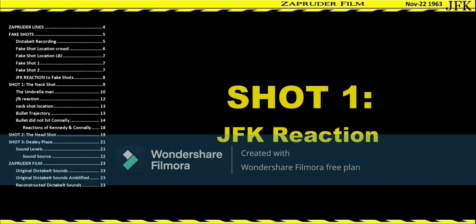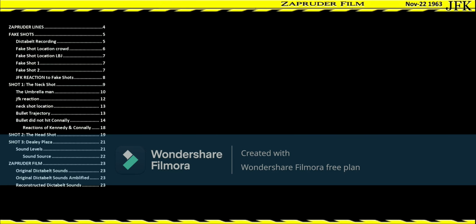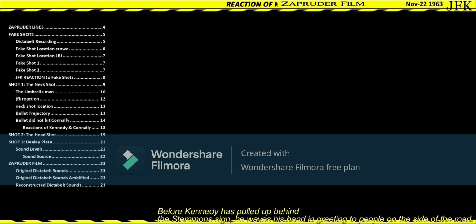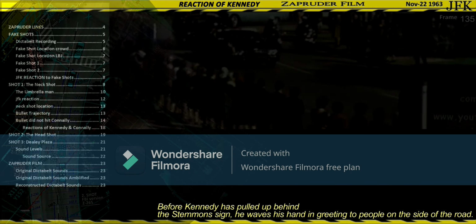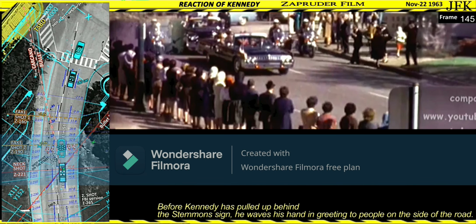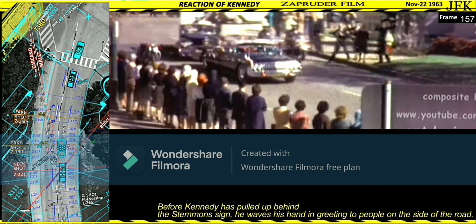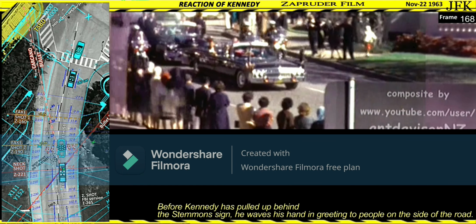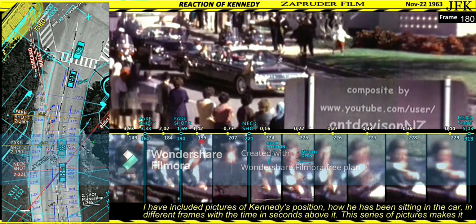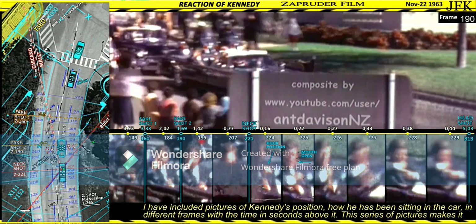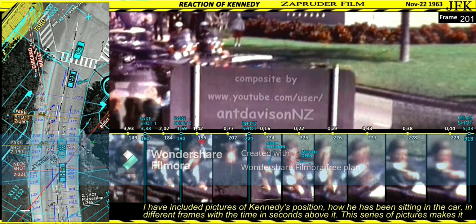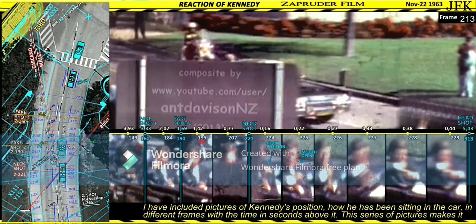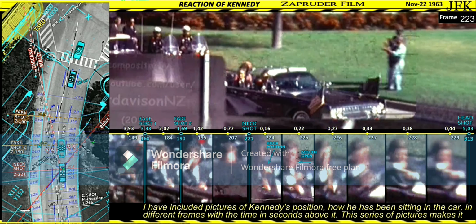Shot 1. JFK reaction. Before Kennedy pulled up behind the Stemmons sign, he waves his hand in greeting to people on the side of the road. I have included pictures of Kennedy's position, how he has been sitting in the car, in different frames with the time in seconds above it.